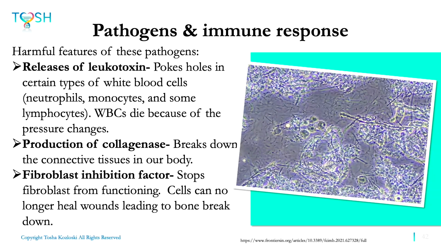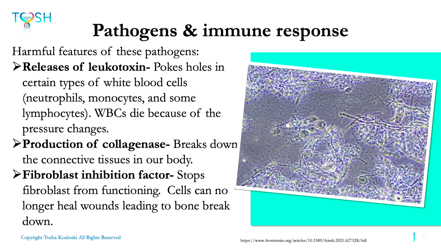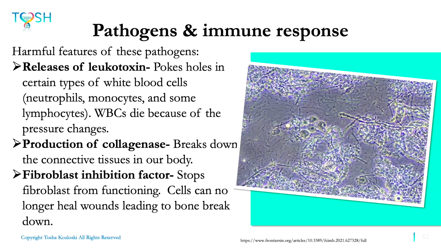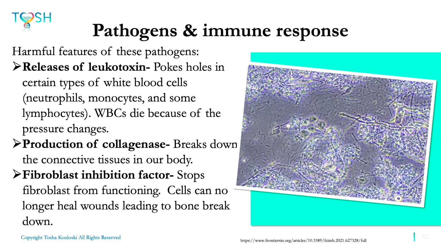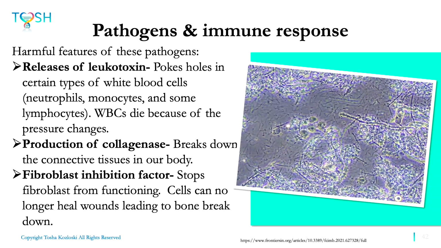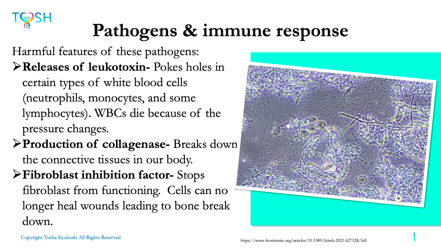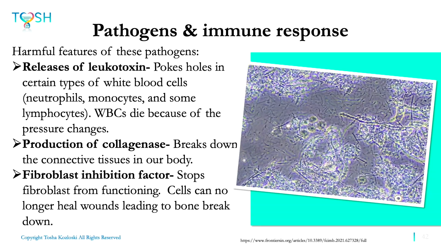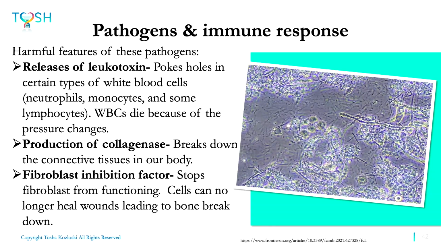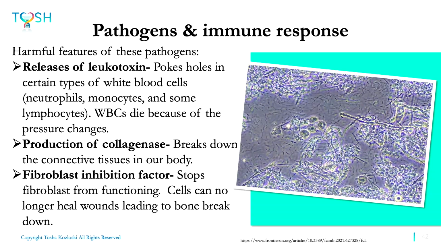So our first line of defense is automatically taken out because of those leukotoxins. Production of collagenase. So again, we're going to break down that gum tissue because of all this pathogen load, because there's such dysbiosis. And then fibroblast inhibiting factor. So it stops the body from even being able to rebuild and regrow. So this inflammatory response just kind of feeds on itself.